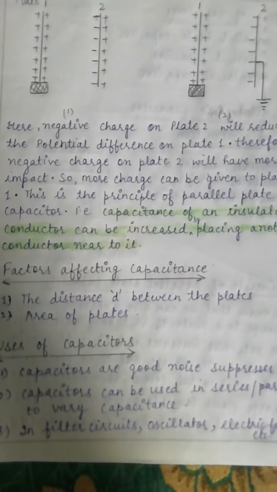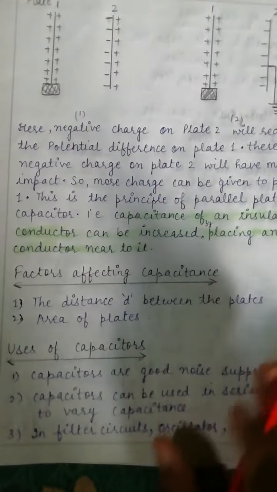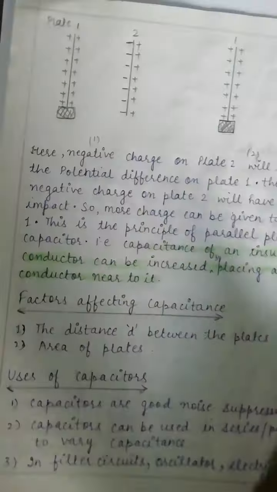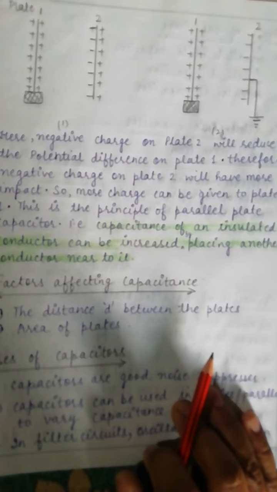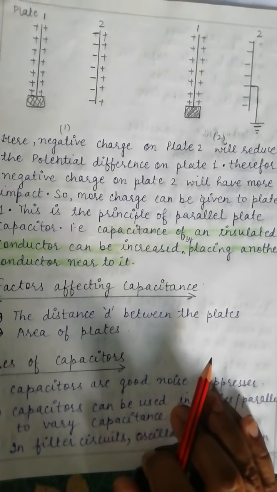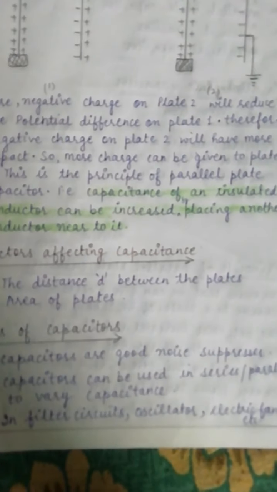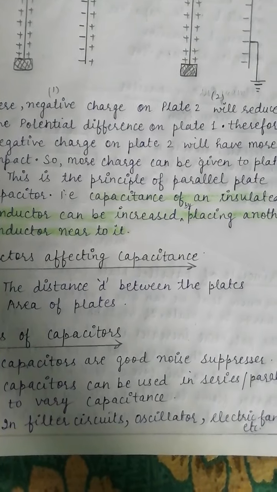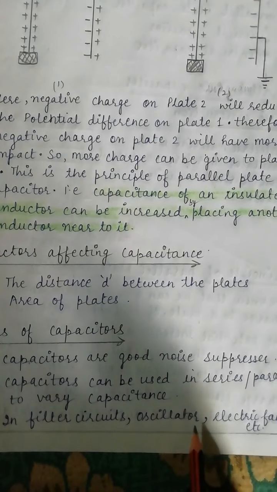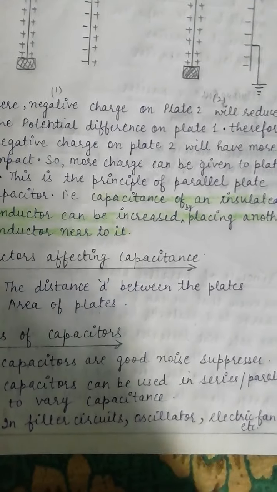Dear students, by connecting capacitors we can decrease noise, because as you know capacitors work in AC and the noise is also due to the AC. Therefore by connecting capacitors we can decrease the noise. Second, capacitors can be used in parallel or series circuits just to vary the capacitance. We can also use capacitors in filter circuits, oscillator circuits, or fans, motors, etc.